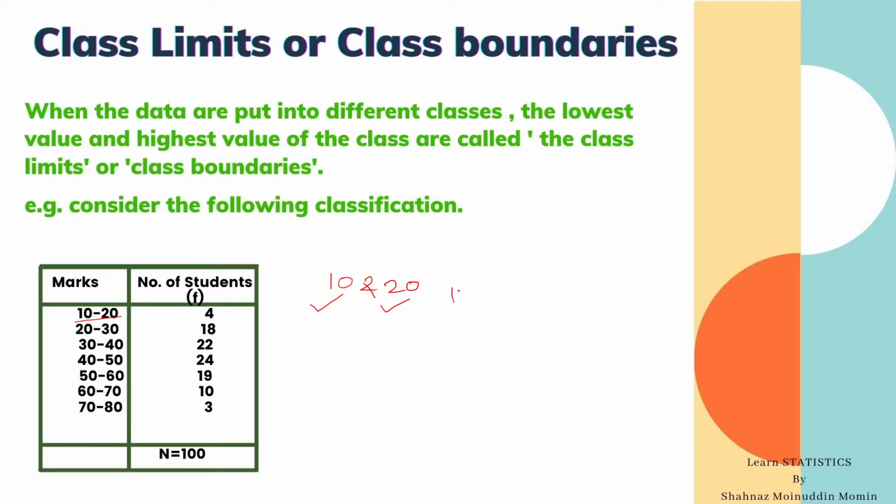Similarly, for the class, for example, 50 to 60, 50 is the lowest value and 60 is the highest value. These two values are the class limits of the class 50 to 60.